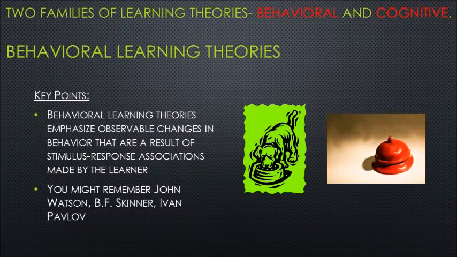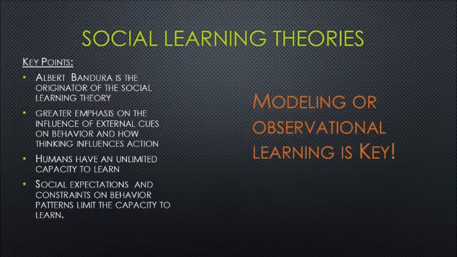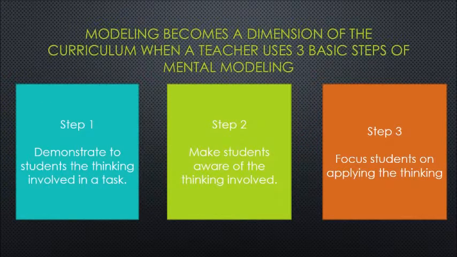Behavioral learning theories emphasize observable changes in behavior that result from stimulus-response associations made by the learner. Learning is a conditioning process. Social learning theories reflect similar principles of behavioral learning. However, there is a greater emphasis on the influence of external cues. According to this view, learning occurs through socialization. Modeling is a dimension of the curriculum whenever a teacher uses the 3 basic steps of mental modeling, otherwise known as thinking aloud.